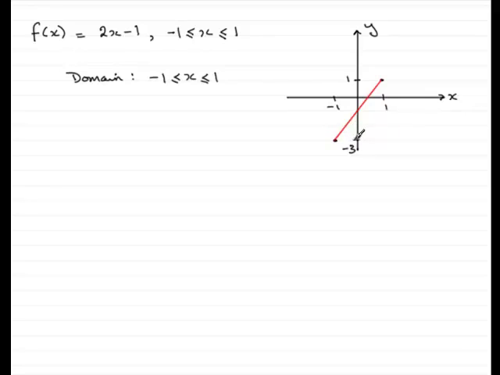Now what about the range? Now the range is the values that come out when you put any of these values of x from minus 1 to 1 into the function. And you can clearly see from the graph that those values that come out go from minus 3 all the way up to 1. So we talk about the range as being all the values, and in this case they are f of x values, that is, f of x is between and includes minus 3 to 1. So I'd write it like that.